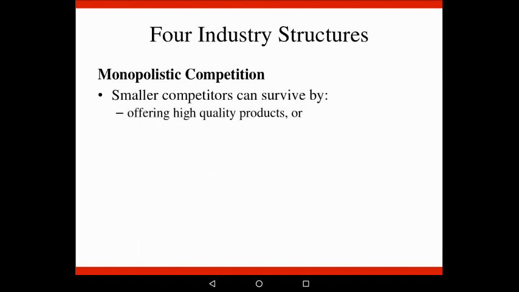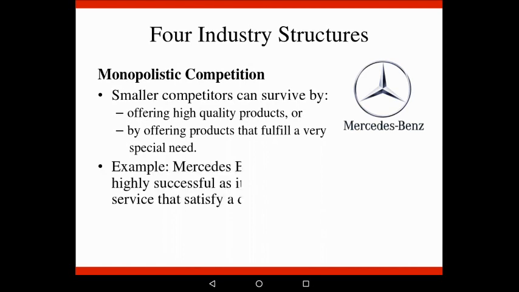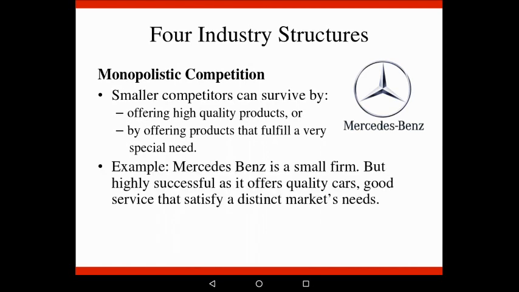Smaller competitors can survive by offering high quality products, or by offering products that fulfill a very specific need. Okay, like Mercedes-Benz is a good example. They're a small firm, but they're very successful because they offer high quality cars, and they offer very good service, and they satisfy a very specific need, and it's the need for high quality luxury cars. Most people in the world don't buy a Mercedes-Benz. Most people buy smaller cars, more affordable cars. So Mercedes-Benz offers only to a very small amount of people.